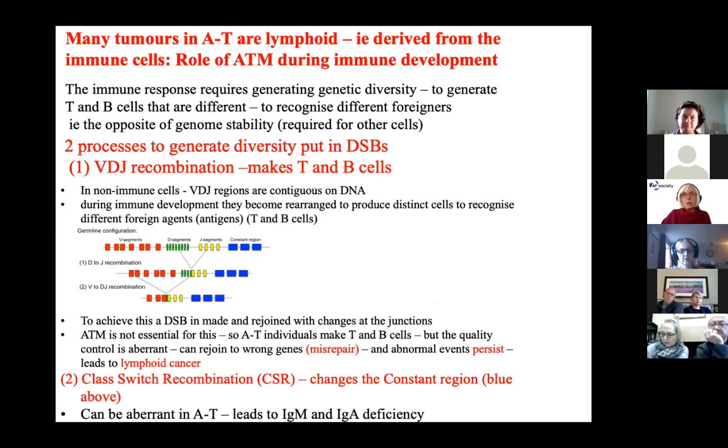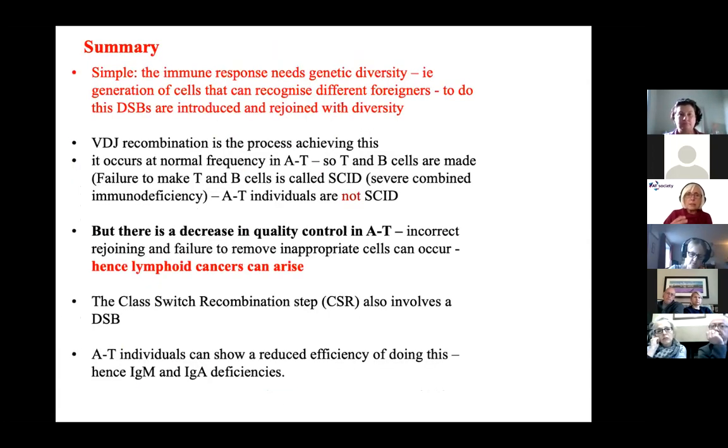Okay, now I'm going to go through this slide rather quickly because I've summarized it on the next one. I'm talking for quite a long time, but if anybody wants me to go back to this and explain it in more detail, I will do. The issue is that many of the tumors in AT cells are of lymphoid origin, which means they're derived from your immune cells. So this is where I'm going to try and summarize it.